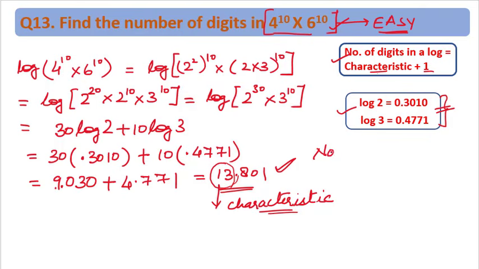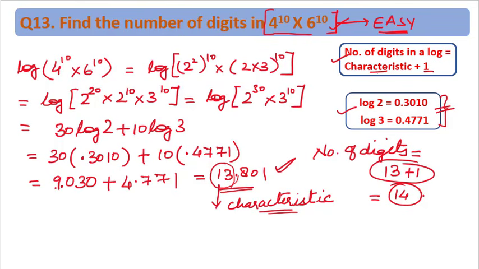So we have seen just now, number of digits is equal to characteristic, that is 13 plus 1, and that is nothing but 14. So the answer for this question is 14. Number of digits in 4 to the power 10 into 6 to the power 10 is 14. Okay, nothing difficult here. You just have to apply your basics. So wasn't it easy? Yes, pretty easy. You just take a look. If you are anywhere confused, just pause the video for a moment and take a good look.